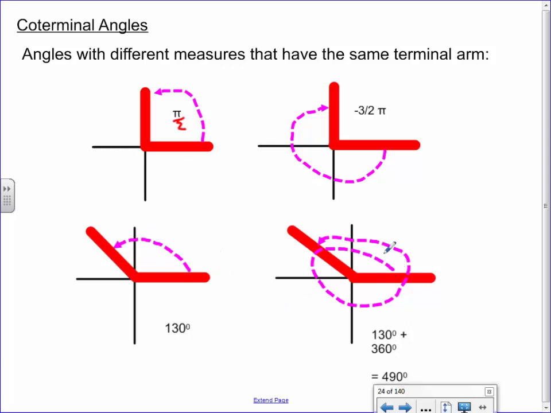I could go all the way around the circle once and then keep going 130 more. I would say that 130 and 490 are considered to be coterminal because they end up in the same spot. It's just another way of saying it.